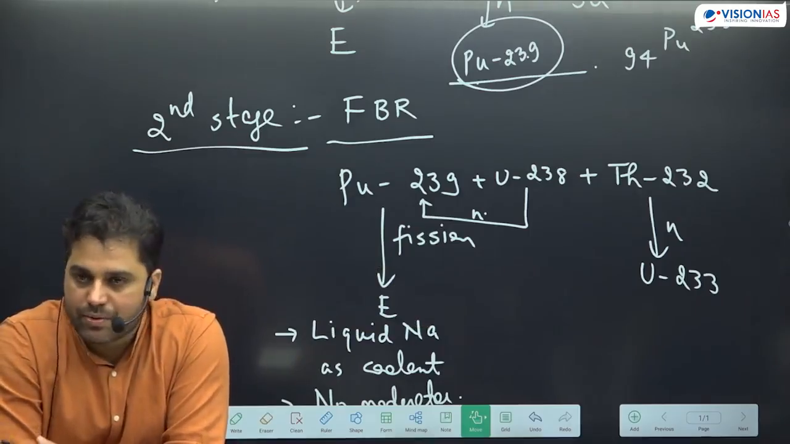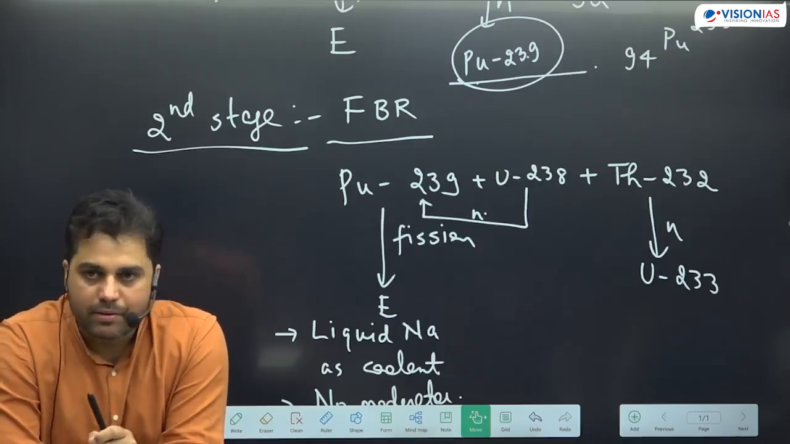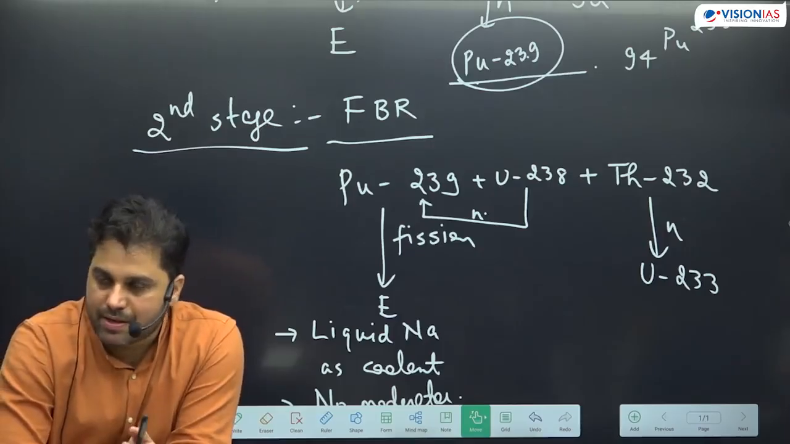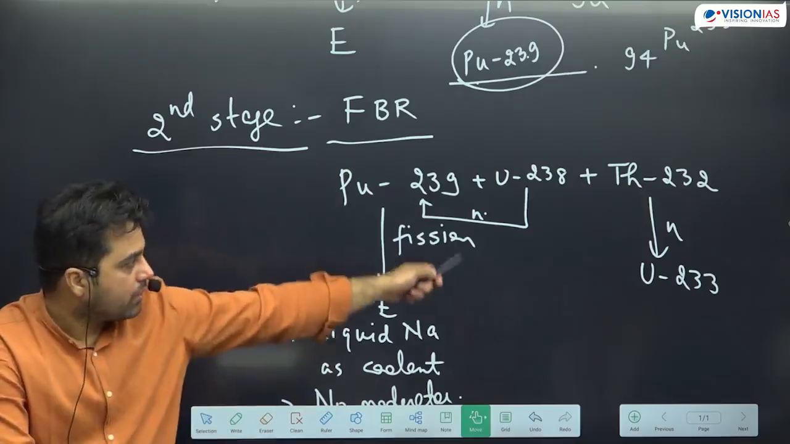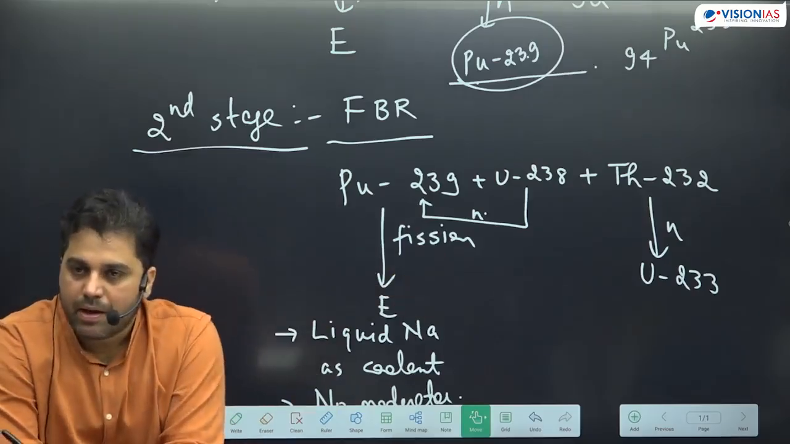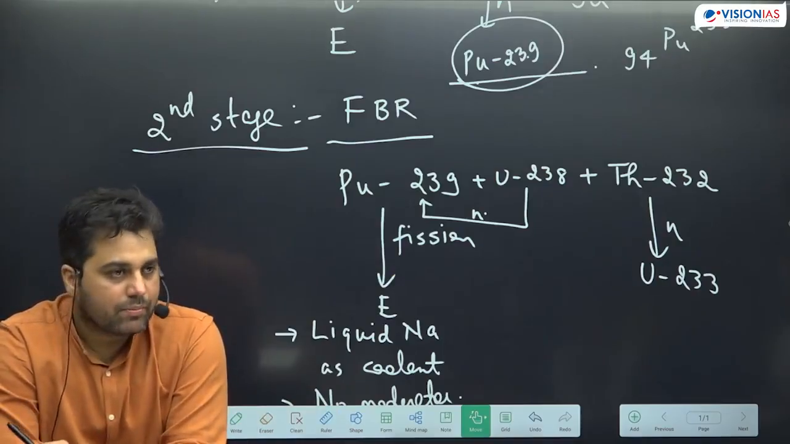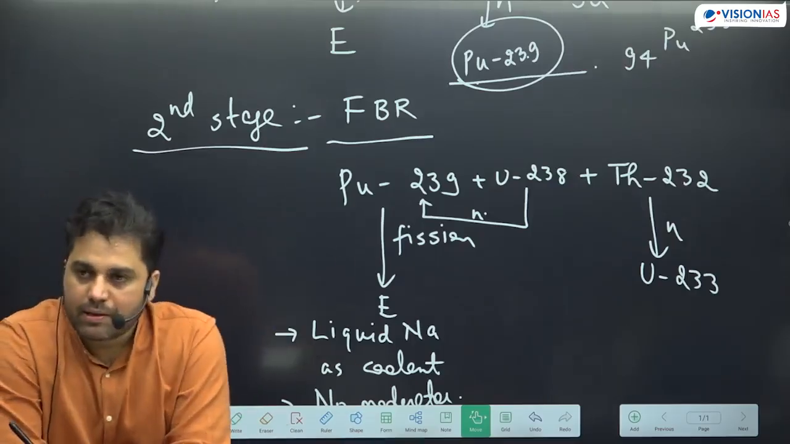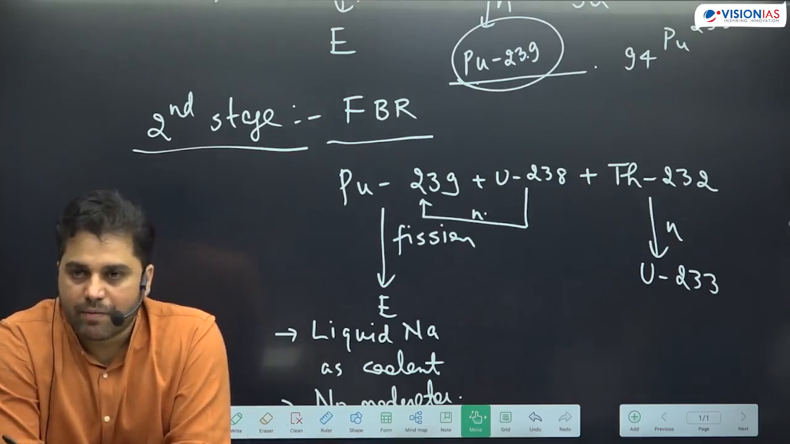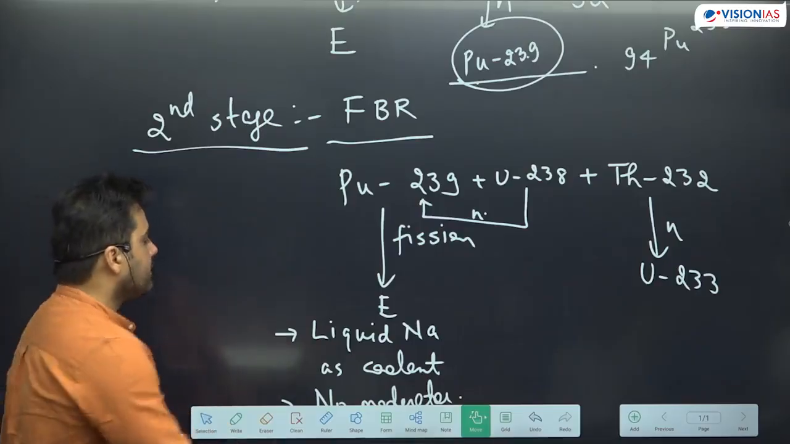So why are we not using any moderator here? Because fast neutrons are not good at fission, but fast neutrons are really, really good at converting that thorium into uranium. And we will produce much more uranium than the consumption of plutonium-239. This stage will also go on for about 30 to 40 years. And once you have enough uranium-233, then we will enter into the third stage.